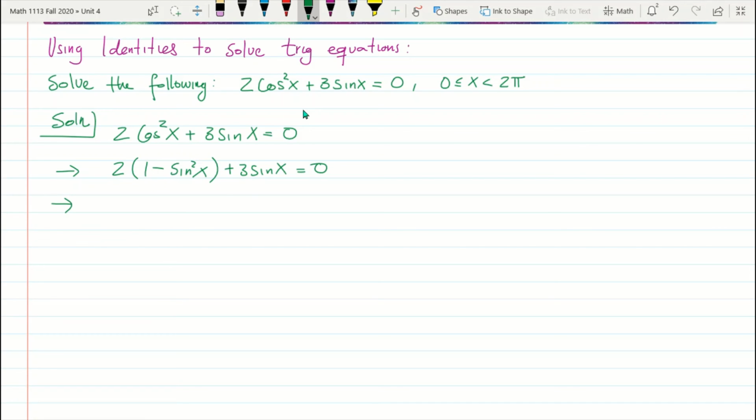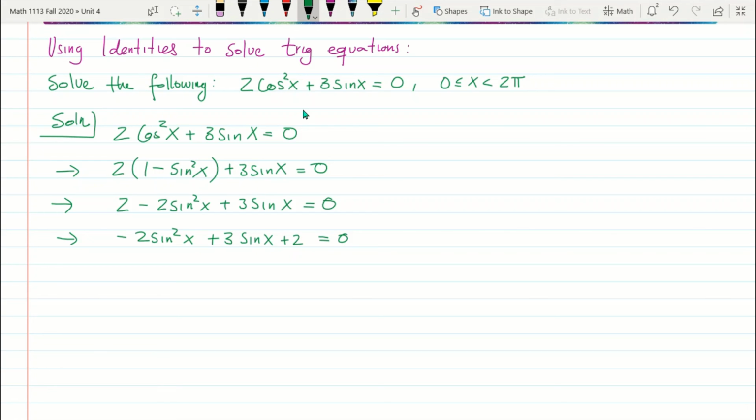Then I want to simplify things a little, because right now it's a little bit messy, right? So I'm going to do distribution. So I have 2 minus 2 sine square of x plus 3 sine of x equals 0. Now it's looking a little bit better. Well, kind of. So we have negative 2 sine square of x plus 3 sine of x plus 2 equals 0.